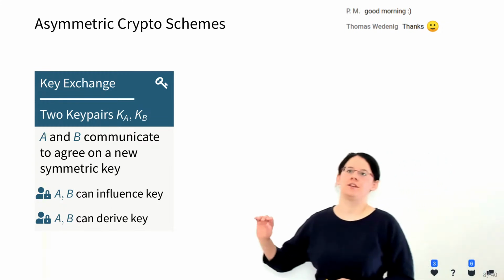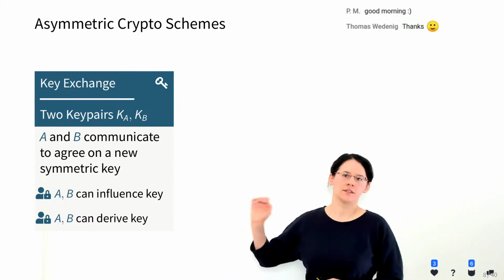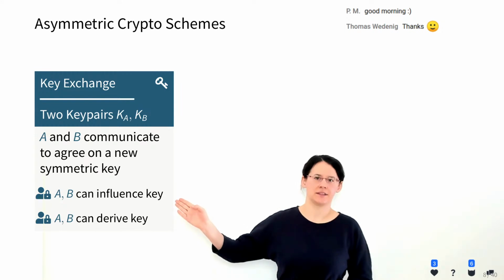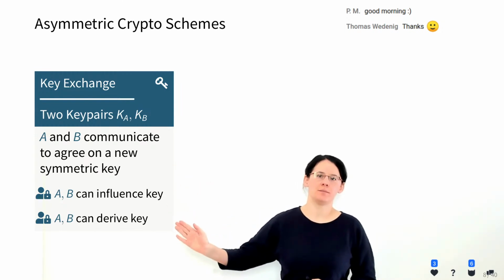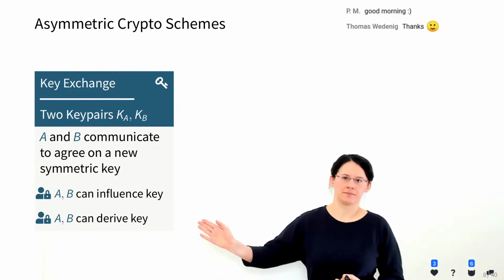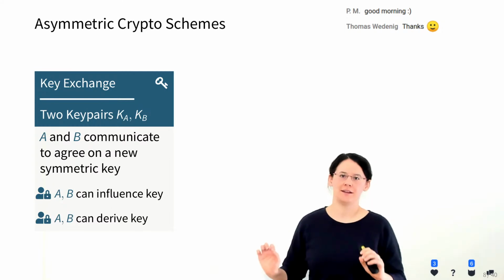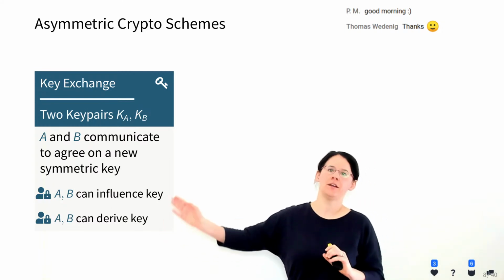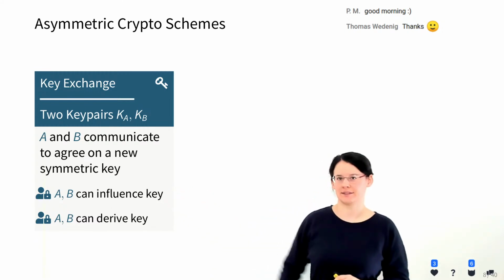What a key exchange does is it sends some messages back and forth, so that usually both users can influence the resulting symmetric key, and both of them learn or derive the key. So they send each other messages so that afterwards both of them have the same shared secret key in their possession. Both are able to derive it. And usually, not always, but usually both of them also influence this key.